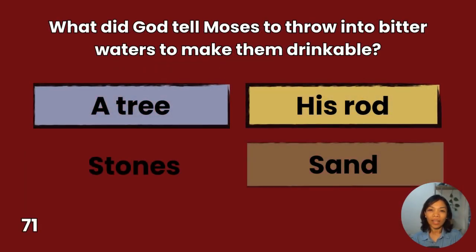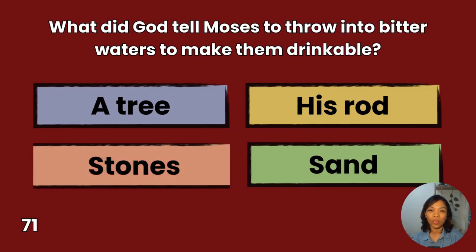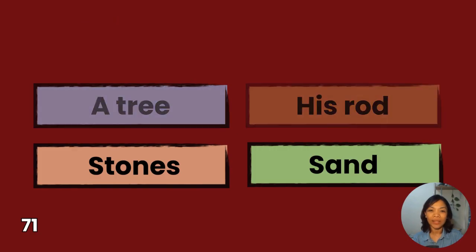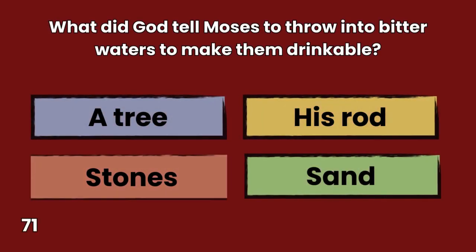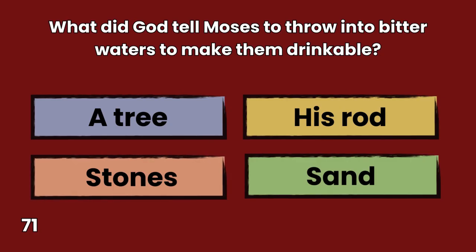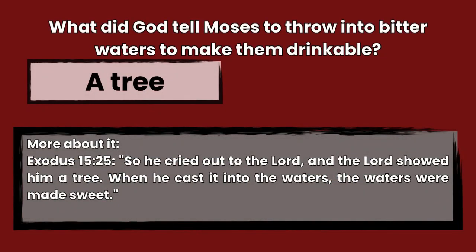71. What did God tell Moses to throw into bitter waters to make them drinkable? A tree, stones, his rod, sand. You have 10 seconds to answer. The answer is a tree, Exodus 15:25. So he cried out to the Lord, and the Lord showed him a tree. When he cast it into the waters, the waters were made sweet.